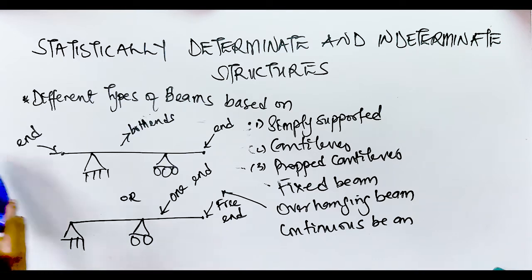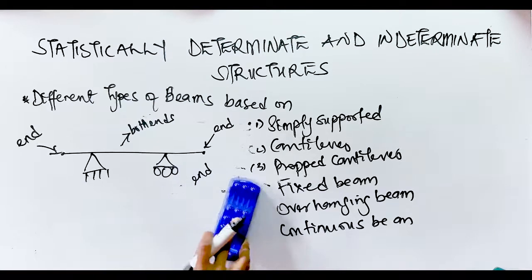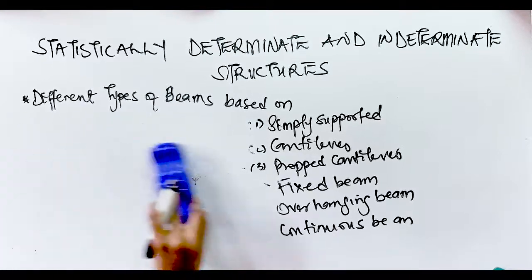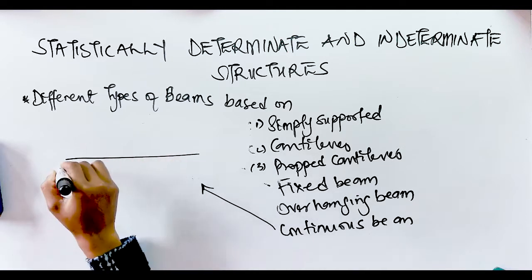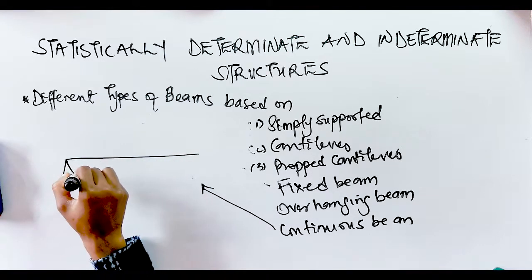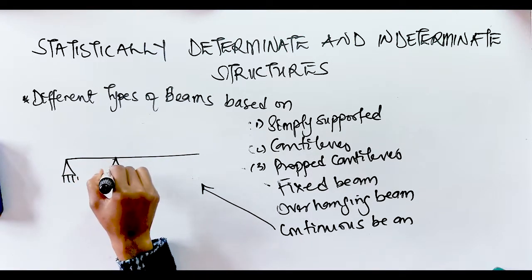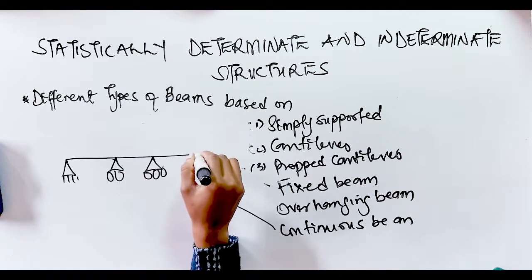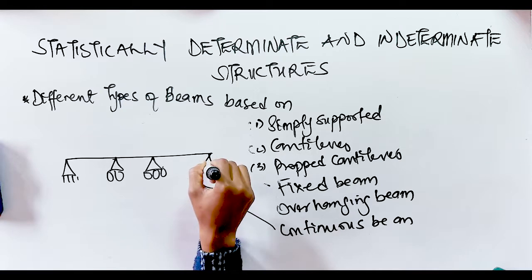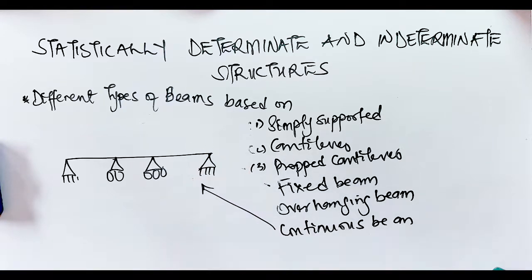Last but not the least, let's talk about the continuous beam. The continuous beam is a beam which has 2 or more supports distributed along its length. Diagrammatically, it's represented like this. We have a support, a support, a support. So this is what a continuous beam is.